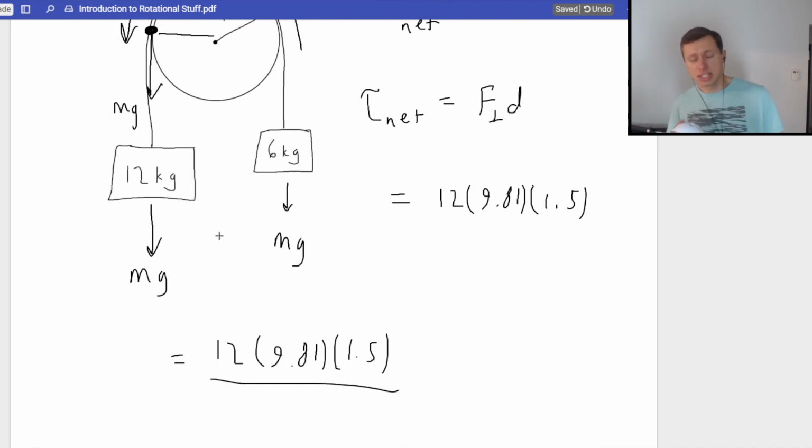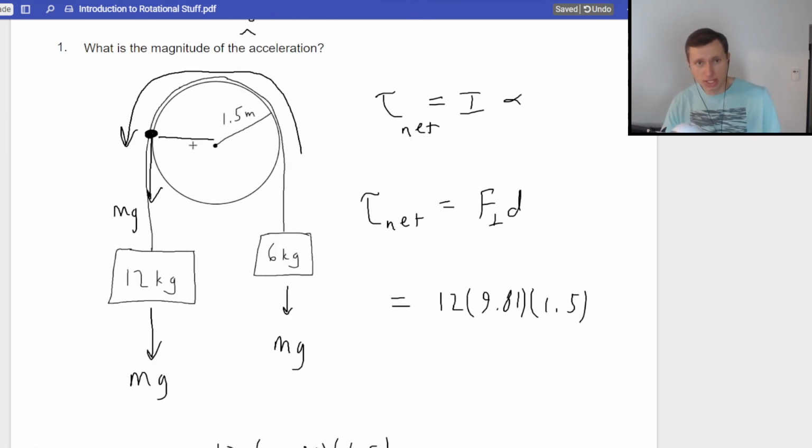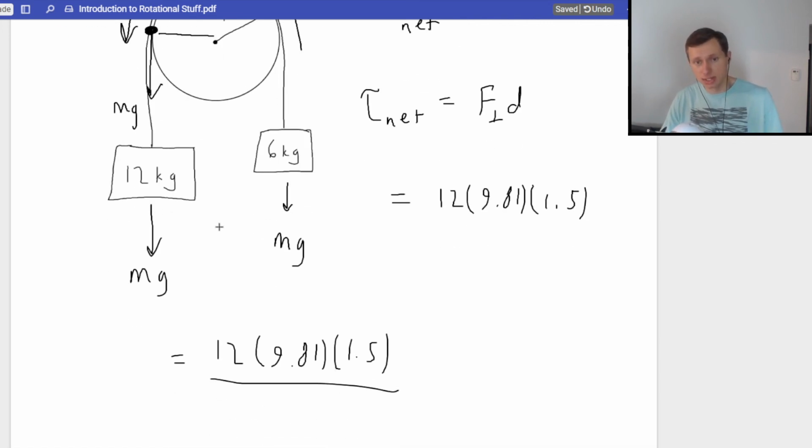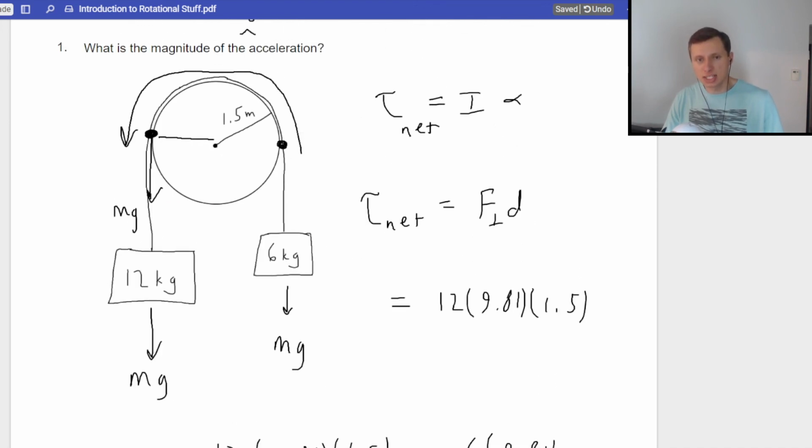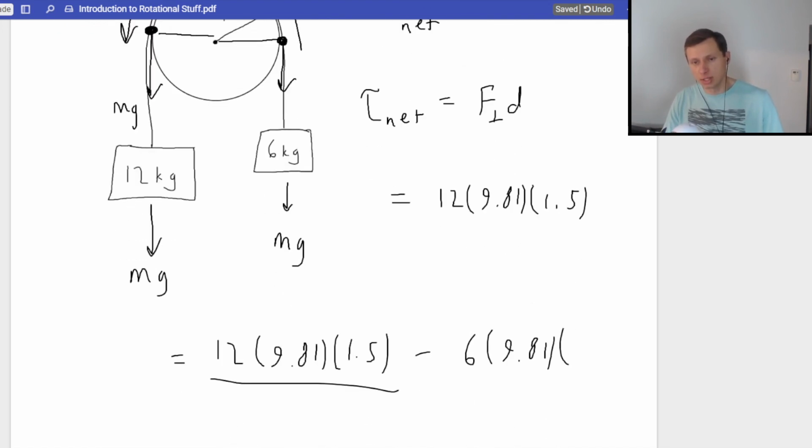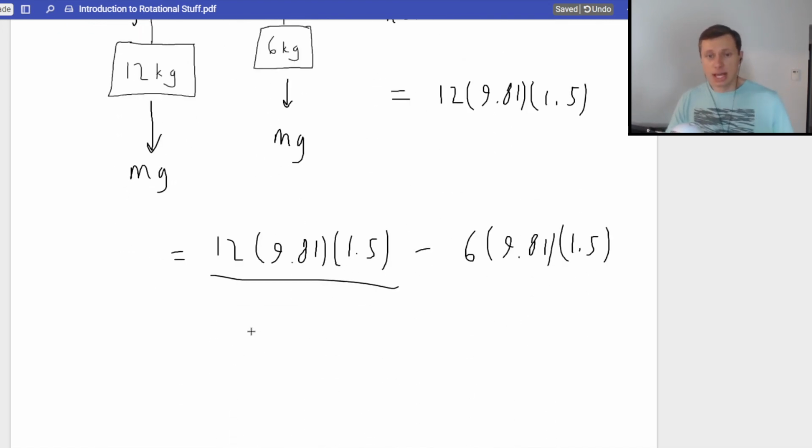And again, I'm going to say it's positive because that direction that I just drew right here is counterclockwise, which is good. And then minus the clockwise torque, that's going to be from the 6 kilogram mass. That torque is a mass of 6 times acceleration of gravity 9.81 times, well, there's no sine theta, so we don't need to worry about it. But we do need to worry about the distance, and in the same way that it was 1.5 on the other side, it's going to be 1.5 right here. So times 1.5. Now I can just plug this in a calculator, and we'll find our net torque.